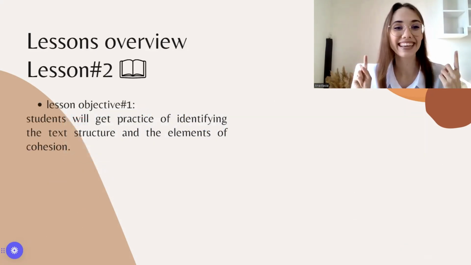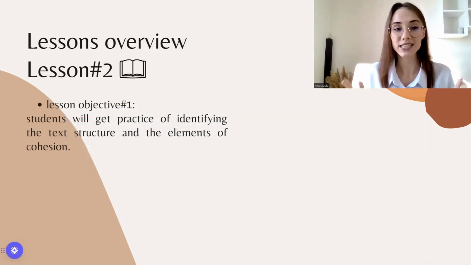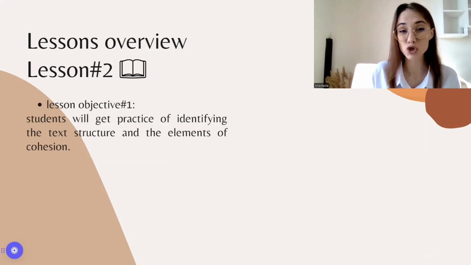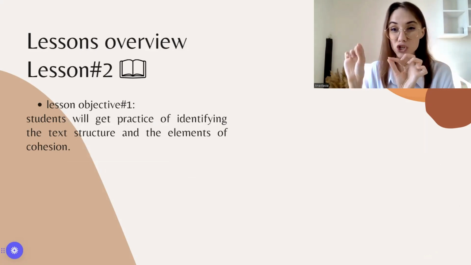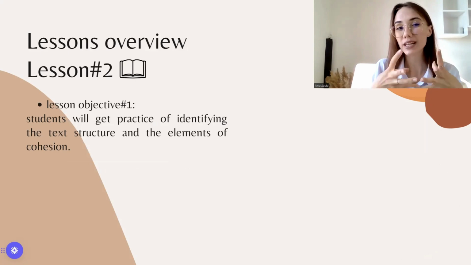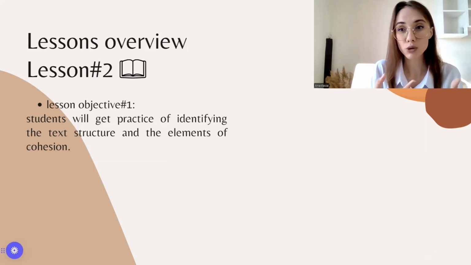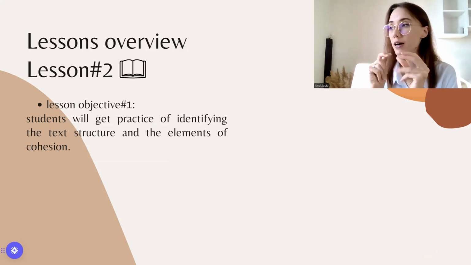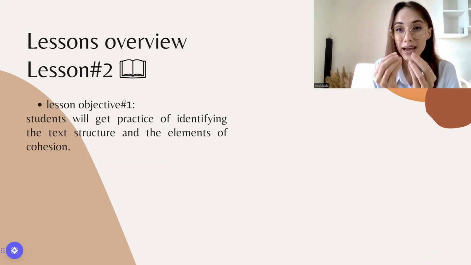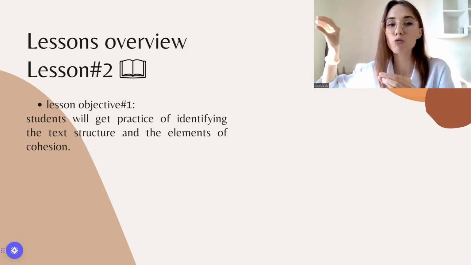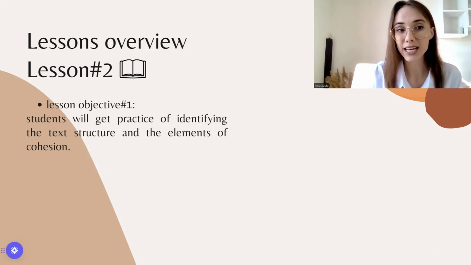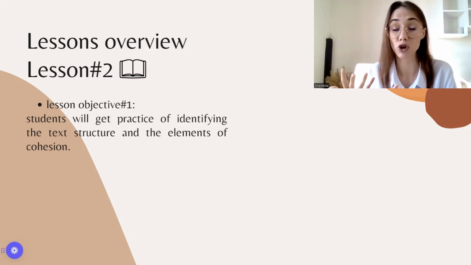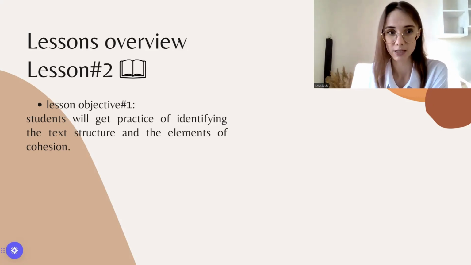Okay. Lesson number 2. For lesson number 2, I want my students to get practice of identifying the text structure and the elements of cohesion. And remember, I was talking about these bridges, building connections. So actually, lesson number 2 is a little bridge, a little scaffolding, my help before lesson number 3, which will be aimed at exam task, where analyzing text structure and identifying the elements of cohesion is actually the key to success.